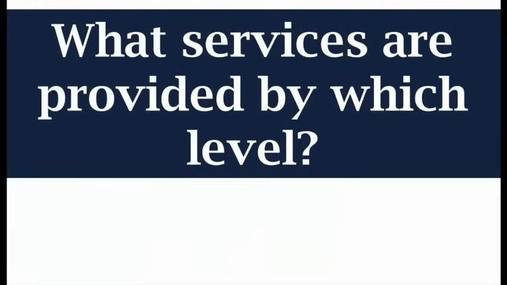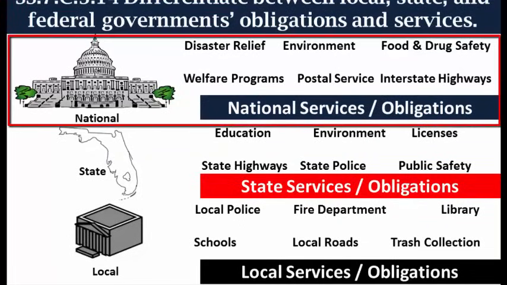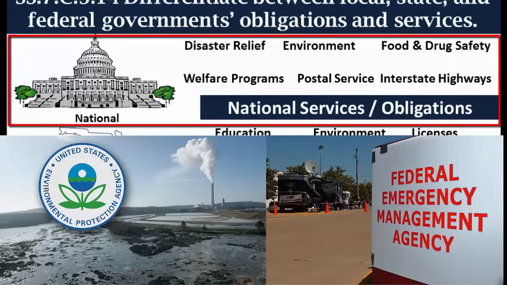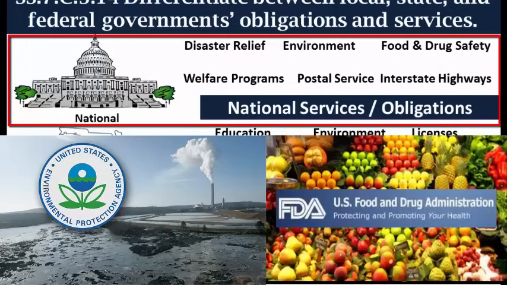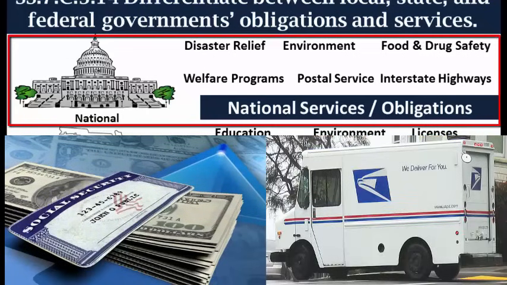And finally, you have to know what services are provided by which level of government. We looked at this a little before. For the federal government, think big things like disaster relief, environmental issues that affect the whole country, not just locally, keeping our foods and medicines safe, large welfare programs like Social Security and Medicaid, the Postal Service, and interstate highways.